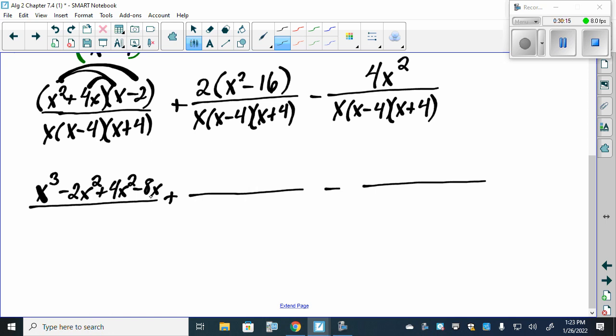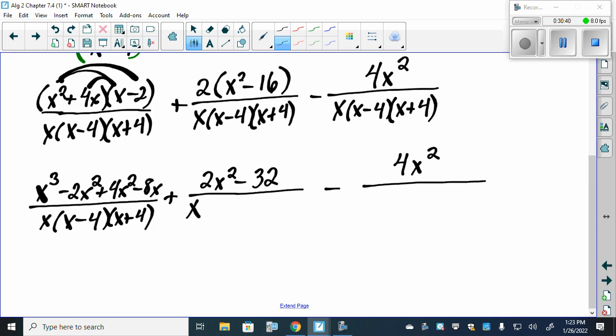Now we can multiply the middle one, 2 times x squared minus 16. Well, 2 times x squared is 2x squared minus 2 times 16 is 32, and we still have our 4x squared. And well, the denominators of all these are x times x minus 4 times x plus 4, x times x minus 4 times x plus 4. And lastly, we have x times x minus 4 times x plus 4.